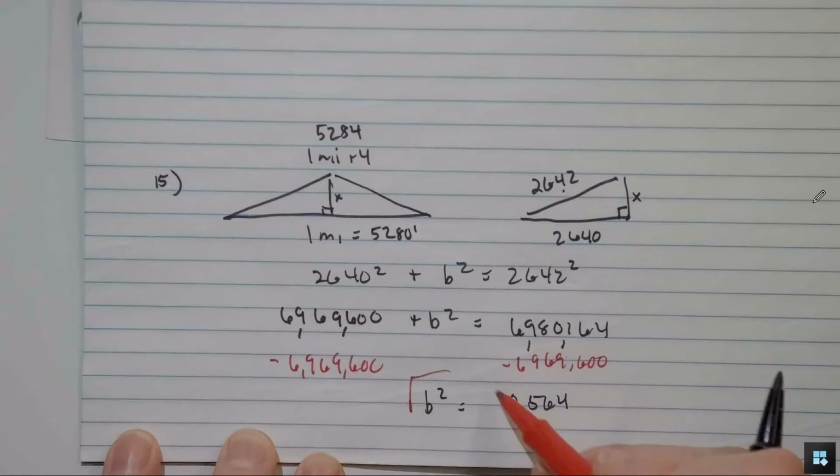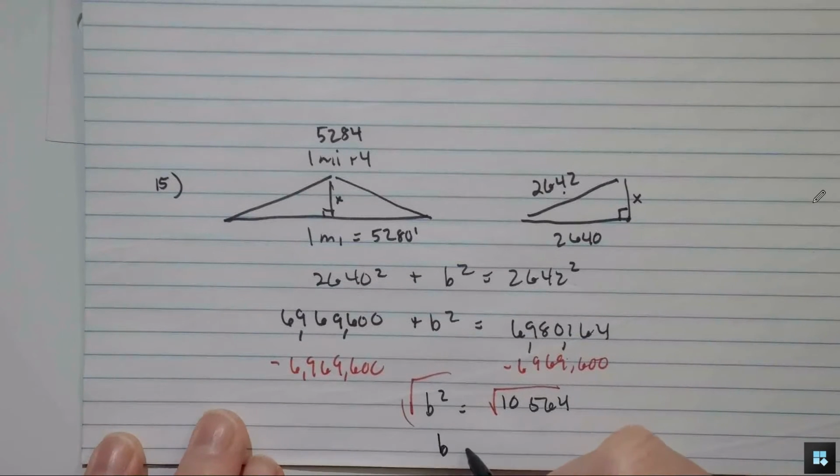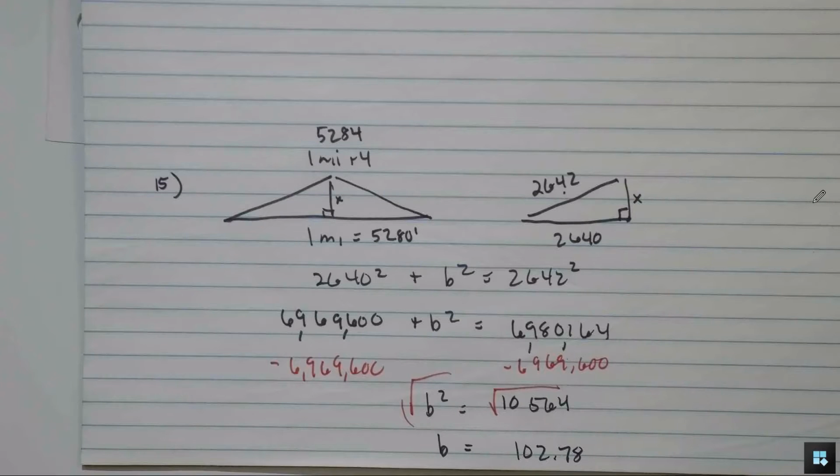Take the square root of both sides here. 102.78. So that's quite a buckle that railroad track made. 102 feet in the air from 4 feet of expansion over the course of a mile.